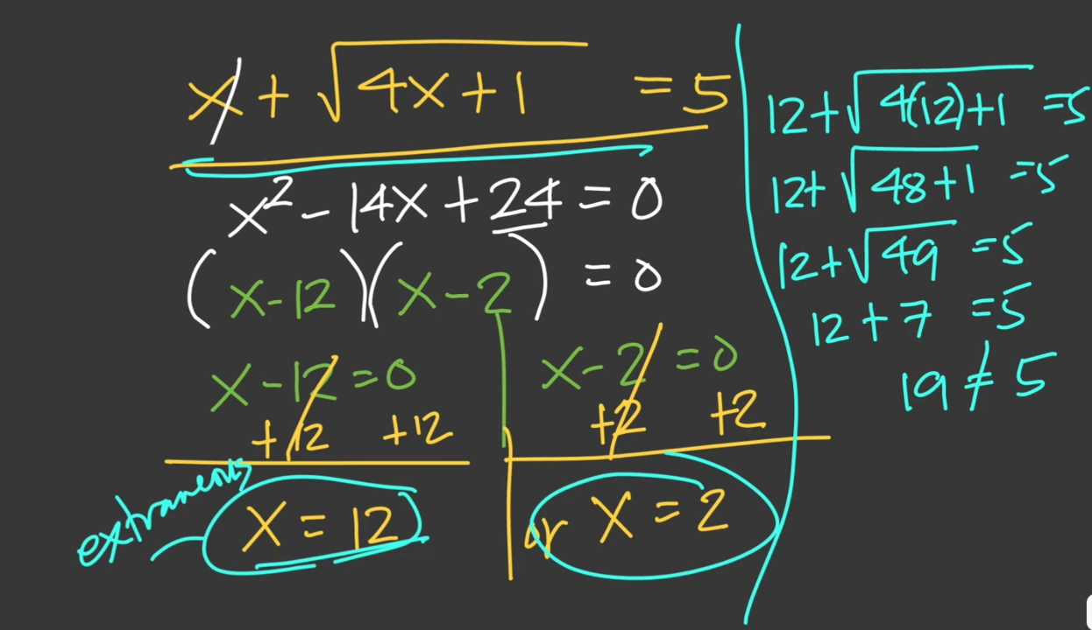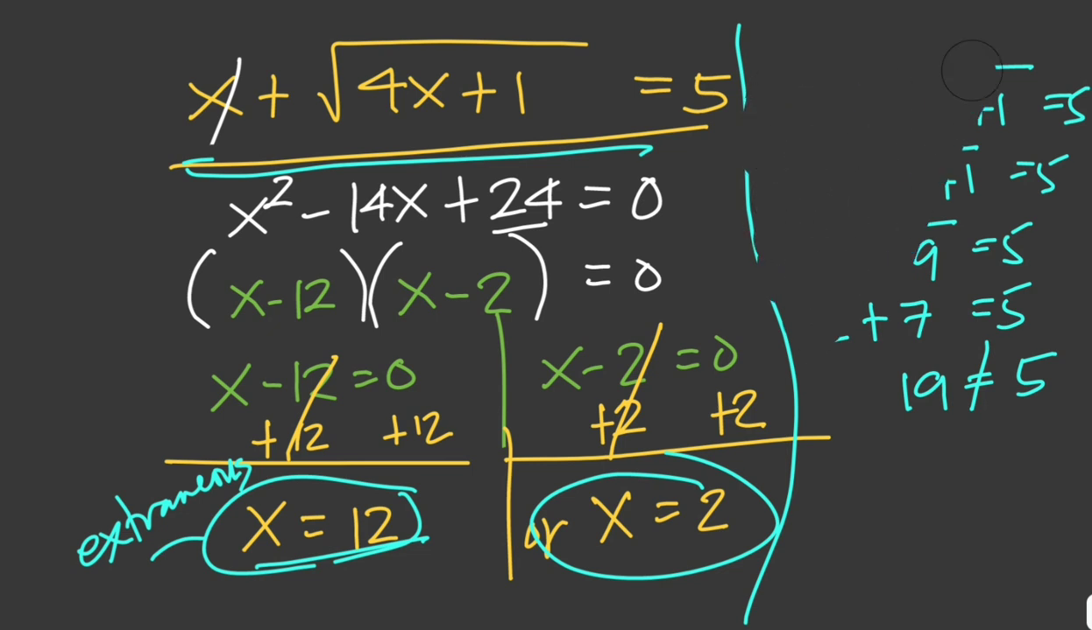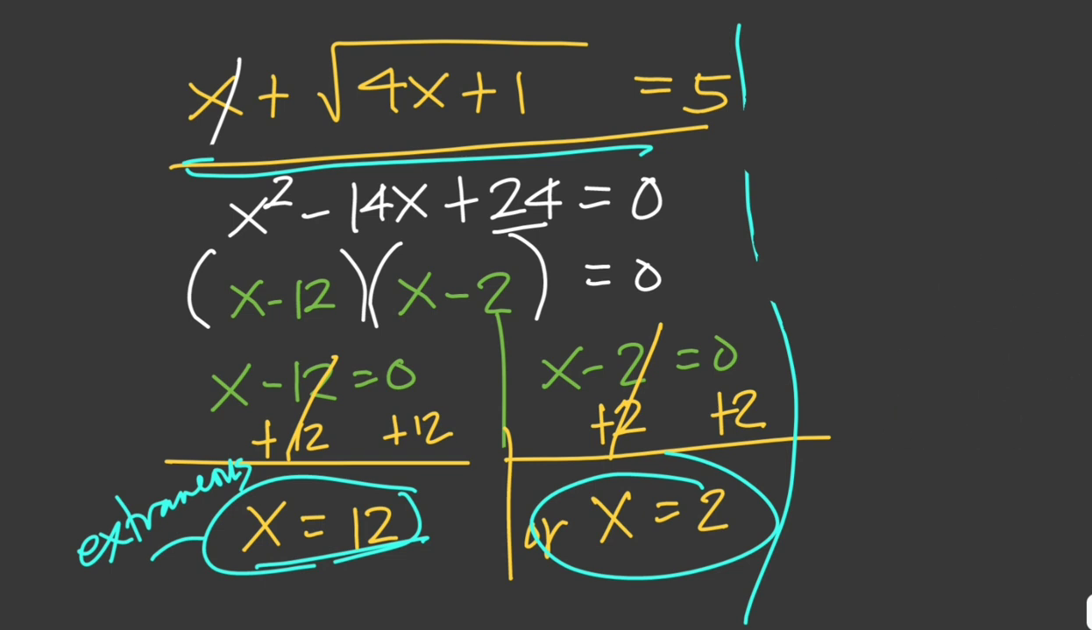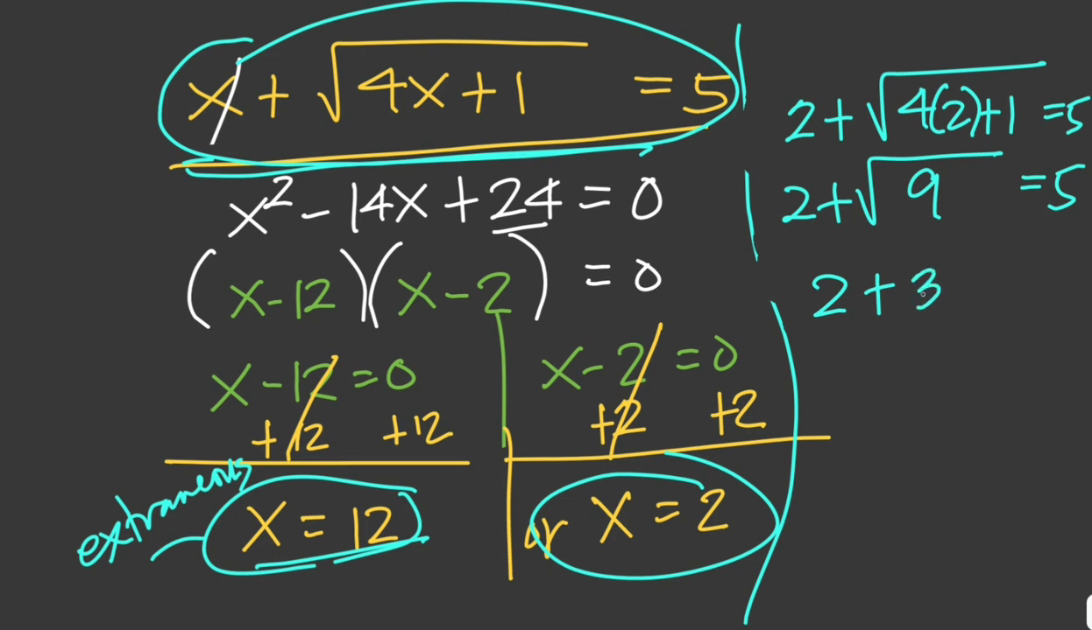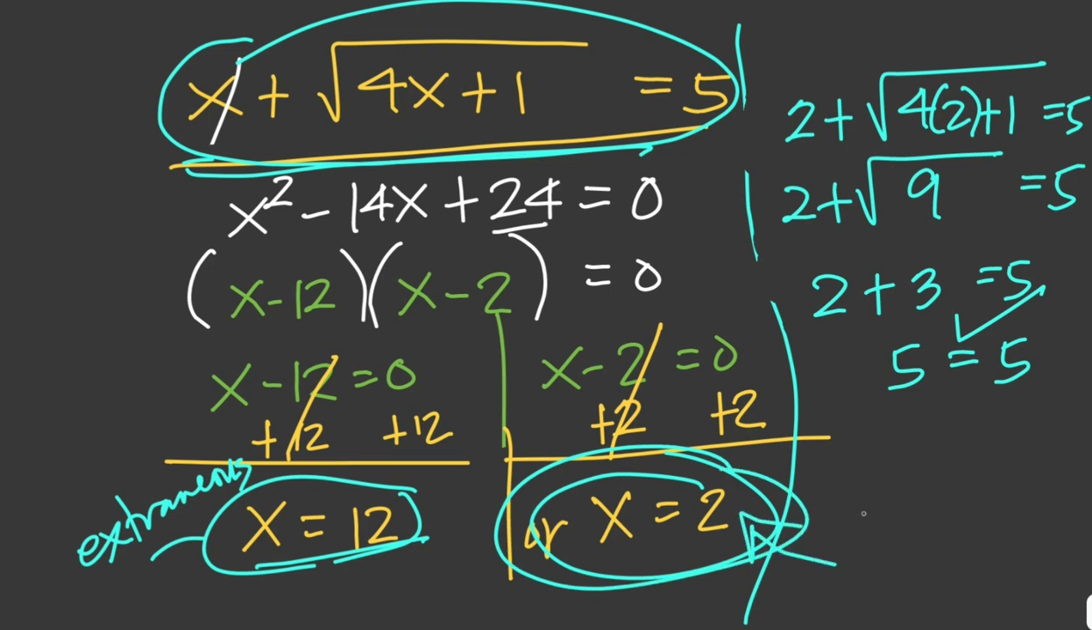Now how about x equals 2? Let's check if x equals 2 is a solution to the problem. We plug into the original problem: 2 plus square root of 4 times 2 plus 1 equals 5. 4 times 2 is 8, 8 plus 1 is 9, and square root of 9 is 3. So 2 plus 3 is 5, and 5 equals 5. Therefore, x equals 2 here is the solution to the problem.